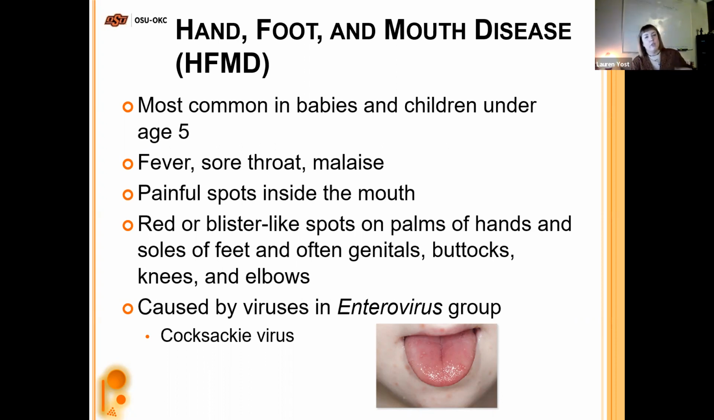It can cause painful spots in the mouth. We get blisters and spots on the palms and hands, soles of the feet, genital area, buttocks, knees and elbows as well. It's caused by a virus in the group called enterovirus called Coxsackie. Coxsackie is the virus that causes hand, foot, and mouth disease. Be aware of the general symptoms of this disease, as well as what it's called, FYI. So it's called this, and it is caused by this virus.